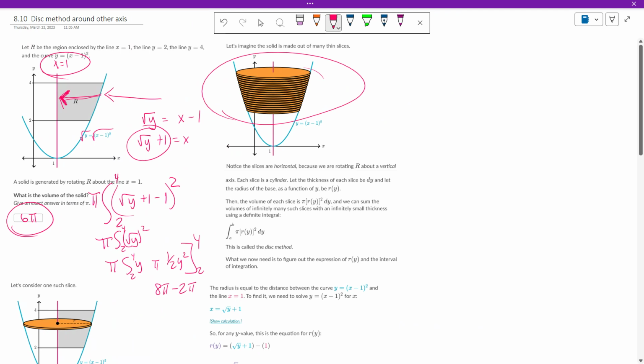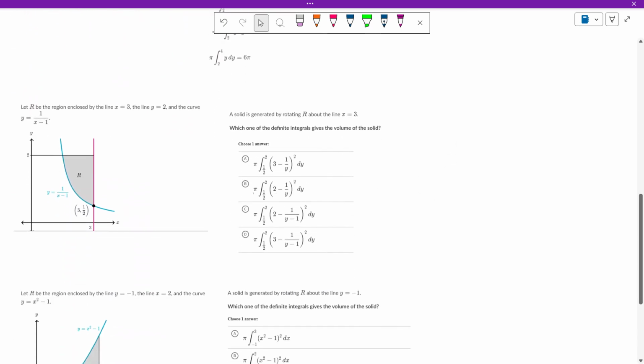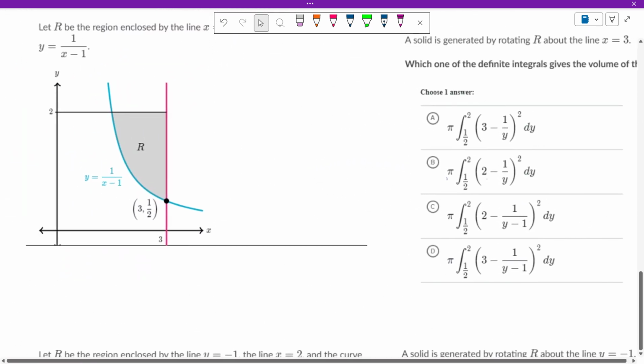That's the volume of this cork. Okay, you put a cork in a bottle. That's kind of the shape of it. That's what we're doing. Okay? All right. So let's do this one.